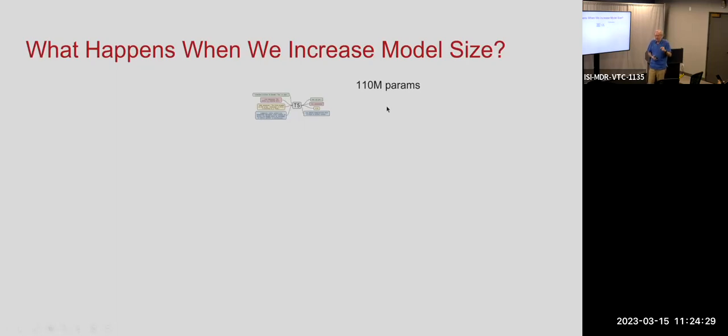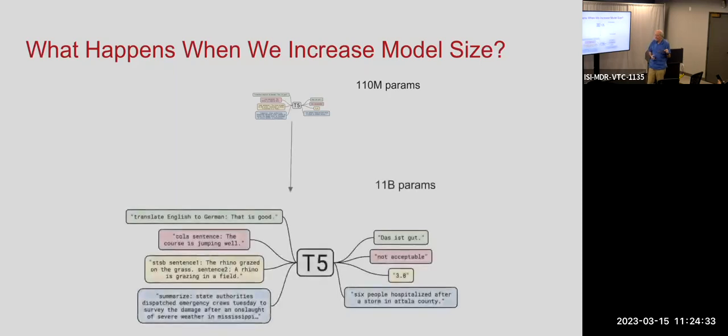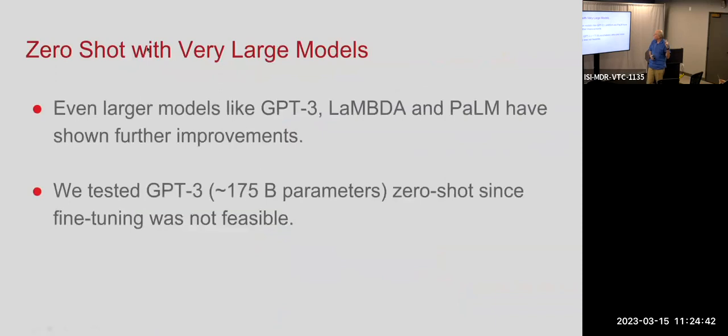That's like a nano model by today's standards, right? So we went to at least 11 billion, T5 11 billion. How much does it get better going to 11 billion parameters versus 110 million? Then we tried to look at even larger models like GPT-3, LaMDA, PaLM. So we tested GPT-3, which has about 175 billion, zero shot, since it's hard to fine tune.